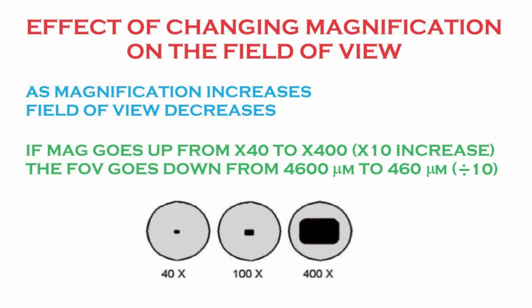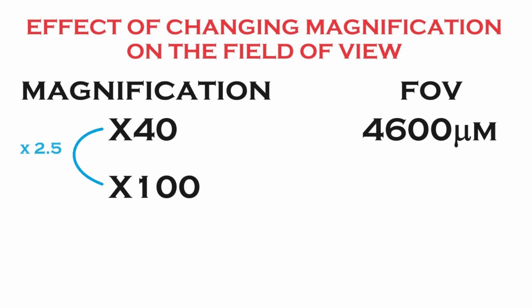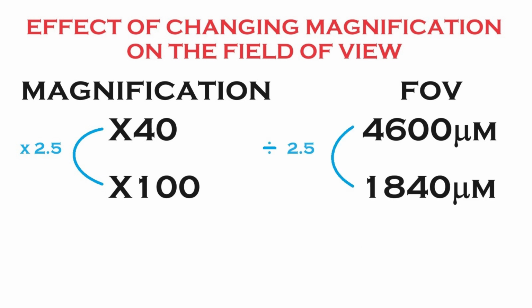So let's do some calculations about changing the magnification and seeing the effect on the field of view. In this case, we know at magnification of times 40, the field of view is 4,600 micrometers. If we go from times 40 to times 100, that's an increase of 2.5, which means that the field of view needs to be divided by 2.5. And so 4,600 divided by 2.5 is 1840 micrometers.